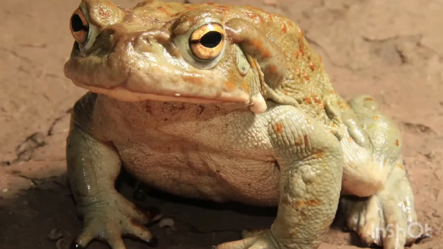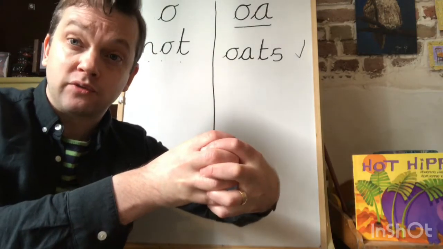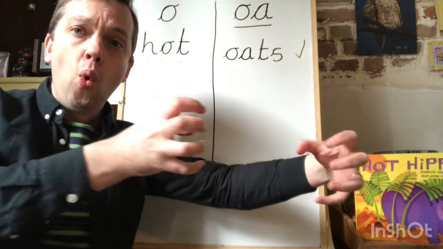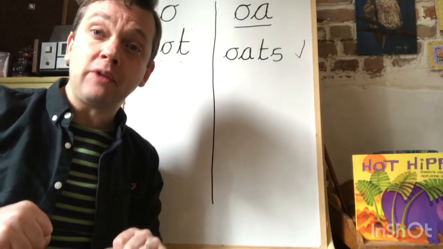Now this looks a bit like a frog, doesn't it? But actually this is a toad. A toad. Okay, so our word is toad. Let's stretch it out. Toad. Toad. Now we've heard every sound. We can sound it out.